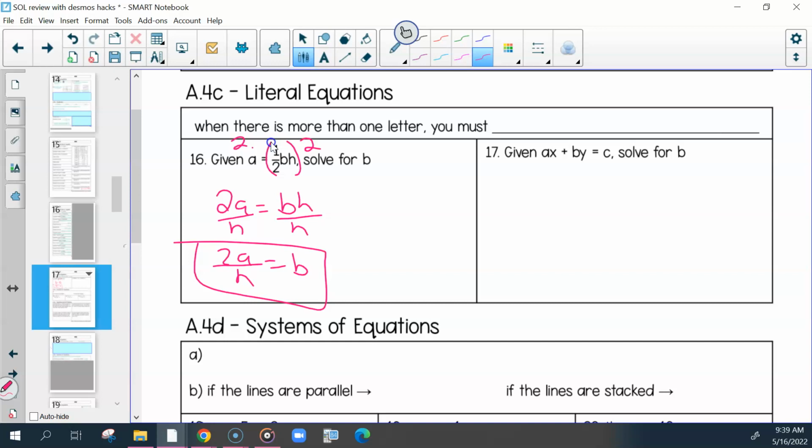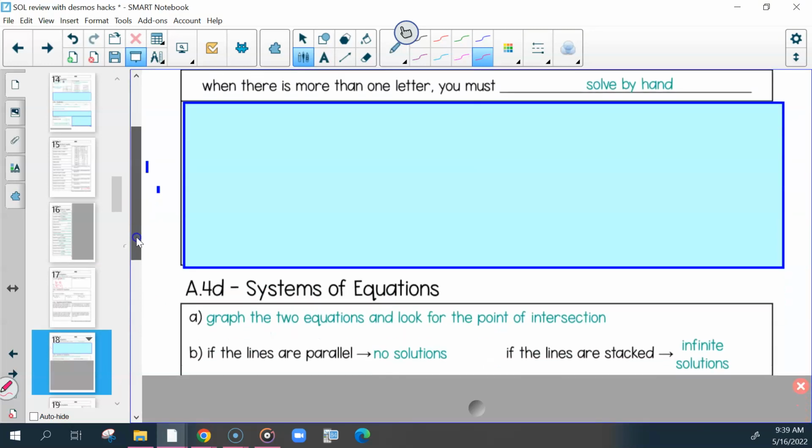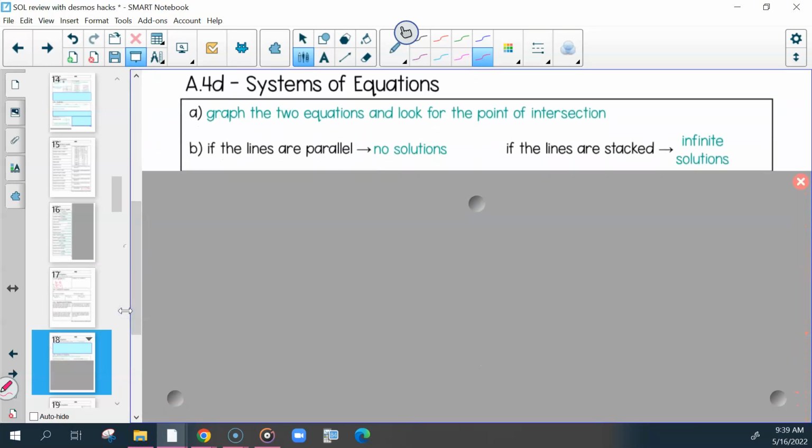With number 17, x over y. Because you're solving for b. Oh wait, hold on, because the answer they have here is wrong. It should be c minus ax all over y. So if you look at that answer key, the answer is wrong. They're on Canvas, so you can go back in your free time and look at that.